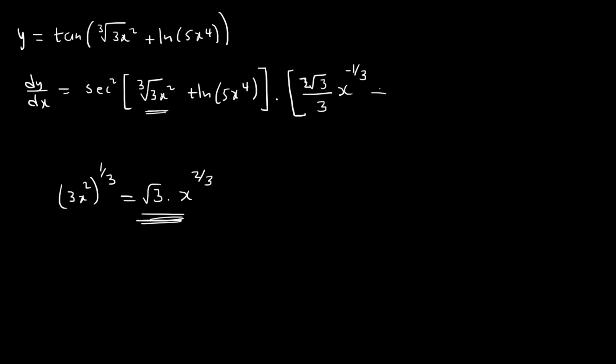Then plus, now I'm going to the ln. Ln, first thing is 1 over everything there. Now times the derivative of that part, which is 20x exponent 3. If it's 4 times 5 is 20 x exponent 3. Then you are done. Don't simplify, guys. Remember, don't simplify.